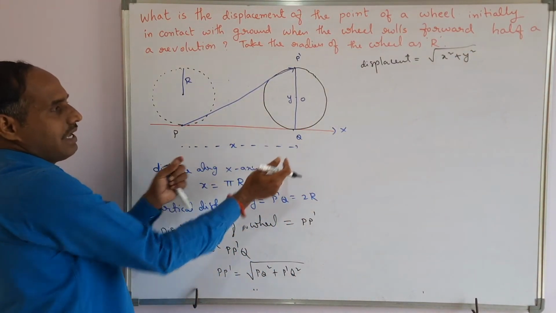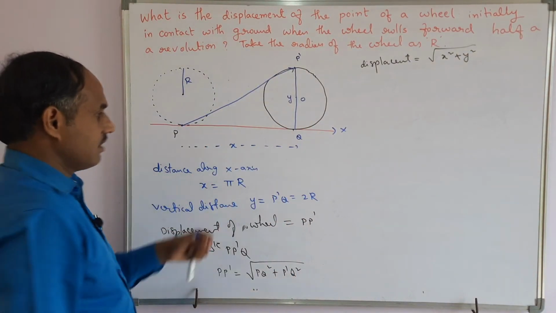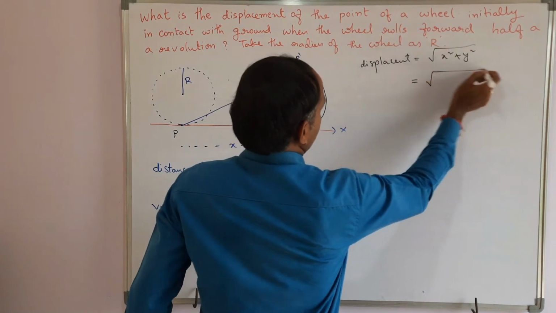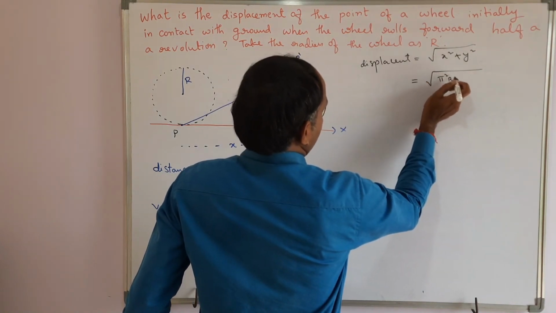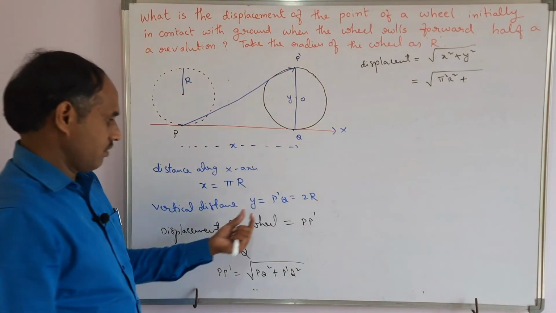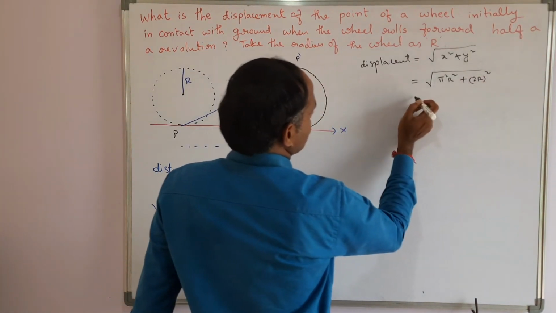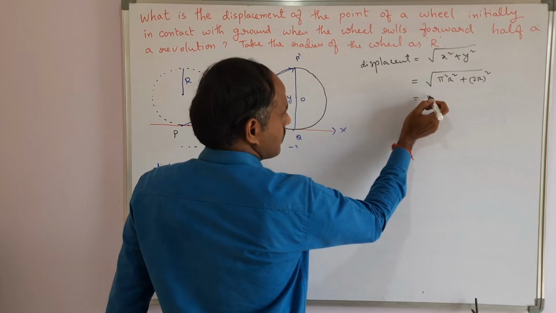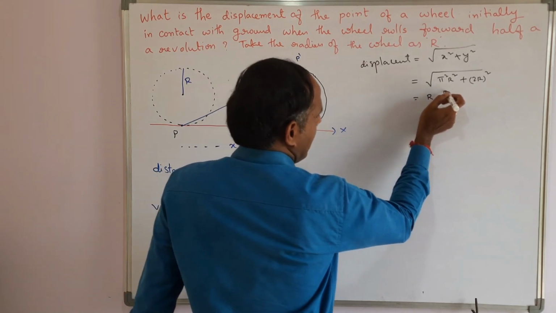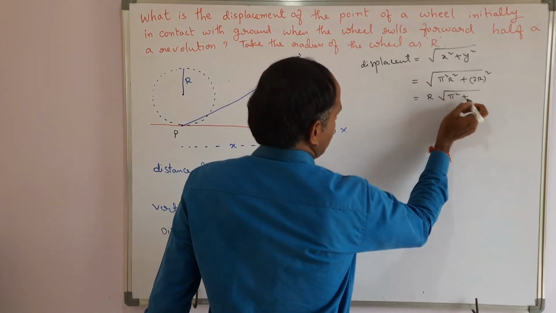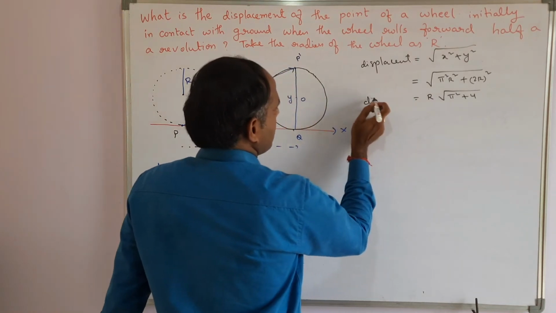I am supposing this is the x and here is the y, and x I got as pi r, so under root of pi square r square plus y square, which is 2r whole square, which means 4r square. Taking r common outside the root, it is r under root of pi square plus 4, which is the displacement.